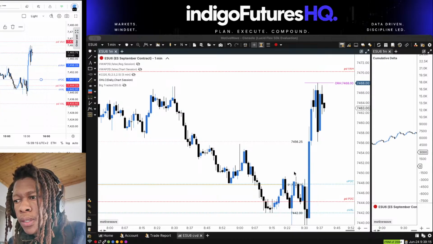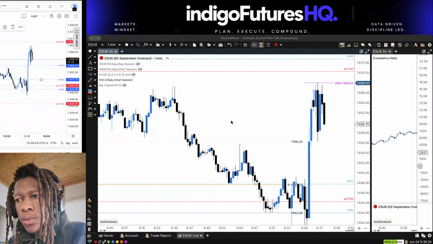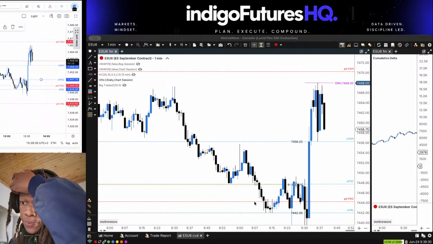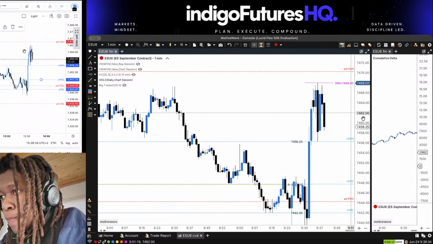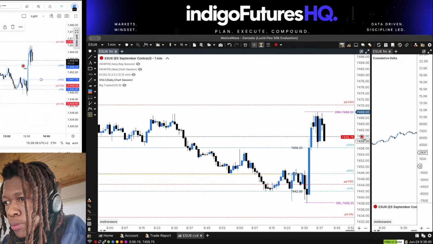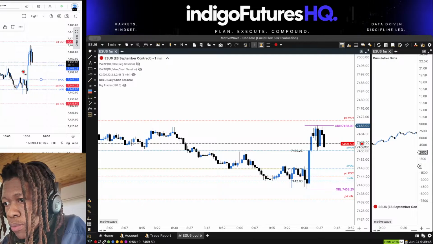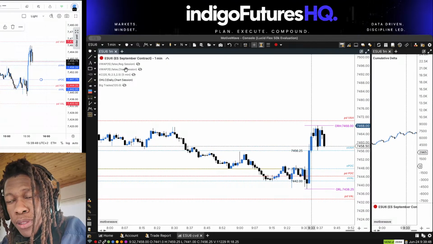We also open inside value, so a pretty good chance that we stay within it. You know, we will play it accordingly, though. Those are all of our levels, fam. Pretty wide opening range so far, though. That's about 29.75, about a 30-point opening range.